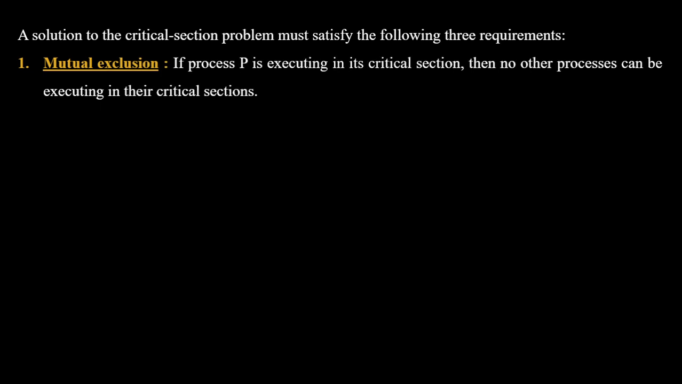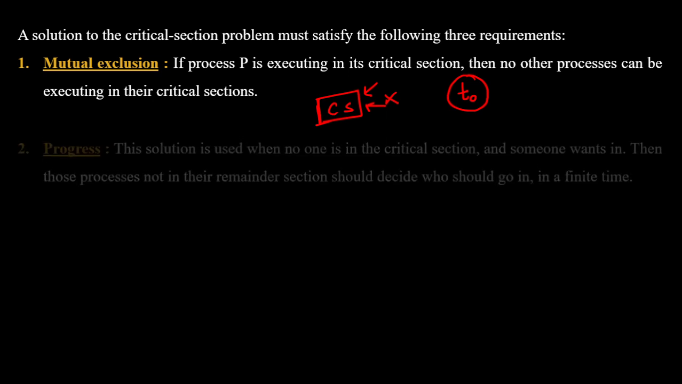Mutual exclusion says that if this is your critical section, no two processes should enter it at the same time. At one point of time, if I'm talking about T naught, at T naught only one process should enter into the critical section. If more than one process is residing inside the critical section, this means the problem is not mutually exclusive. So if process P is executing in its critical section, no other process can be executing in its critical section. Simple point: at one time only one process should be in the critical section. Critical section here they are referring to as your CPU.